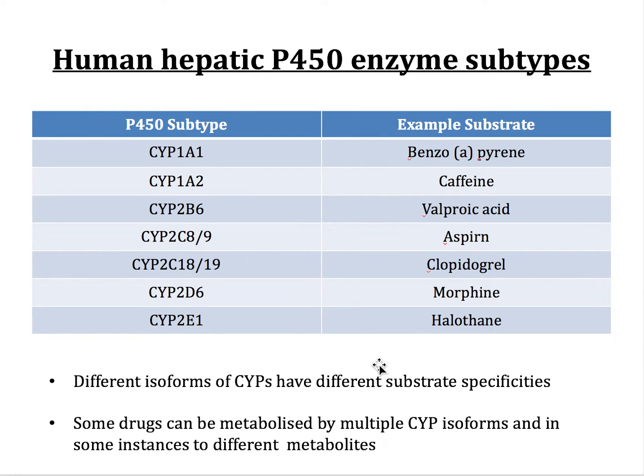Some drugs can be metabolized by multiple isoforms. Morphine, for example, I'm just taking this as an example, doesn't have to be metabolized just by CYP2D6. It could be by some other isoform. That was just an example. Okay, so just bear that in mind.